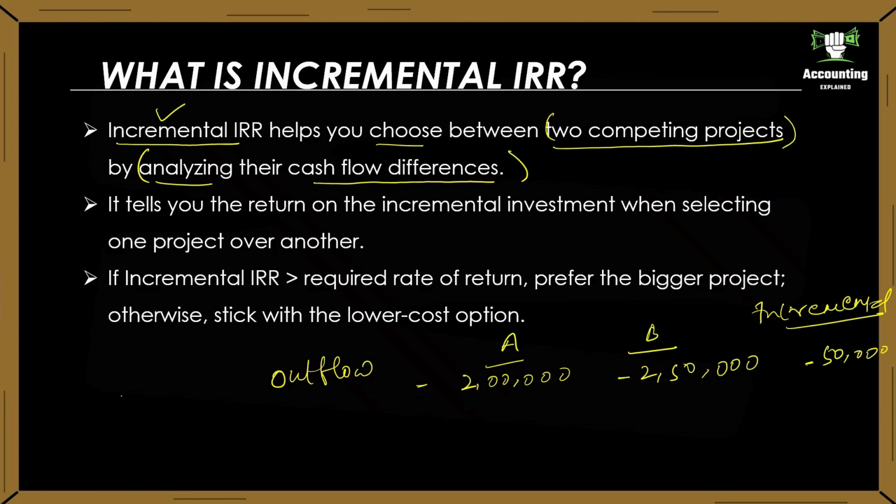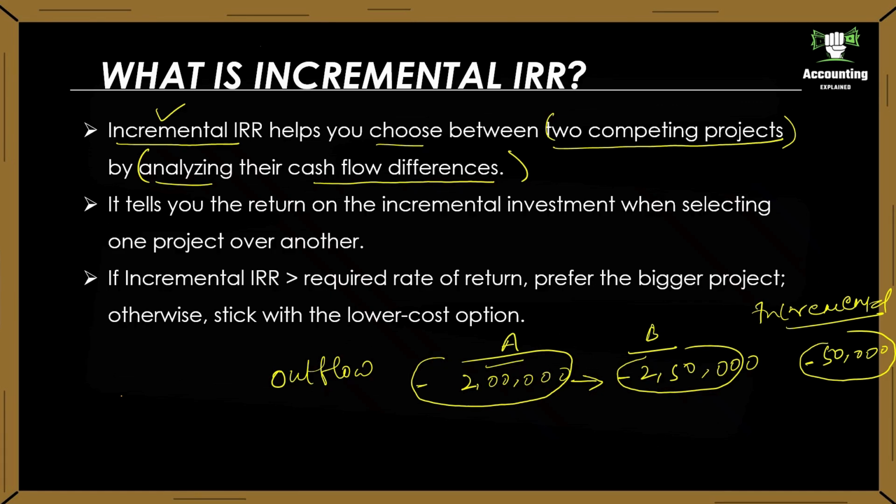Here, incremental IRR calculates what rate of return you are getting on that extra 50,000 you invest, not just on the whole amount. Not just on the whole amount means it is not going to take the whole amount of 2 lakh or 2,50,000 separately. It is going to take only the incremental outflow and calculate the rate of return. It helps you to see if that upgrade is actually worth it.